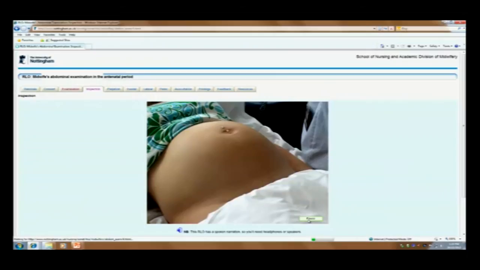Inspection. By looking at the abdomen, the midwife can assess approximately the size of the uterus. Can you think of factors occurring in the woman or fetus which may affect this estimation?